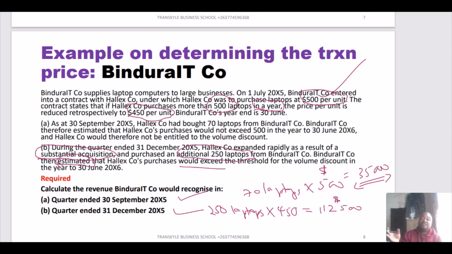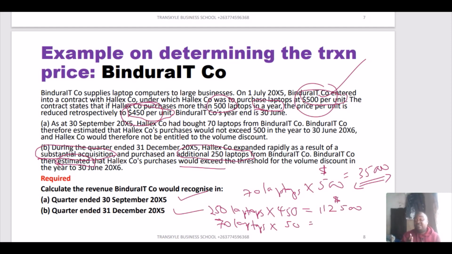However, they had bought initially the 70 laptops at a price which was more than the discount level. So we had charged them 500 instead of 450. So the difference is $50. This has to reduce our revenue. Why? Because it is a discount. Then these guys are entitled to a discount.